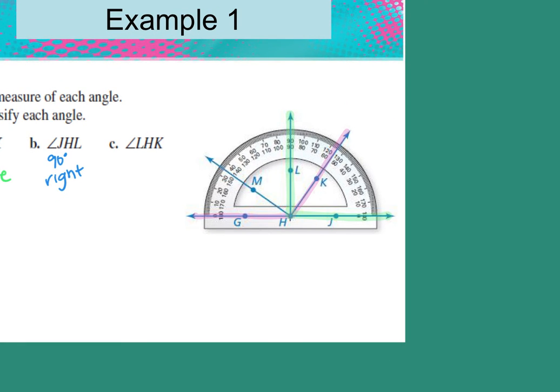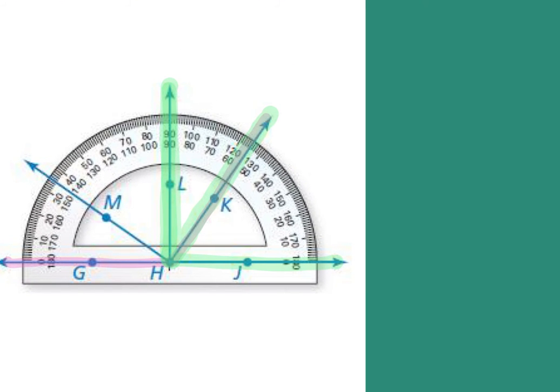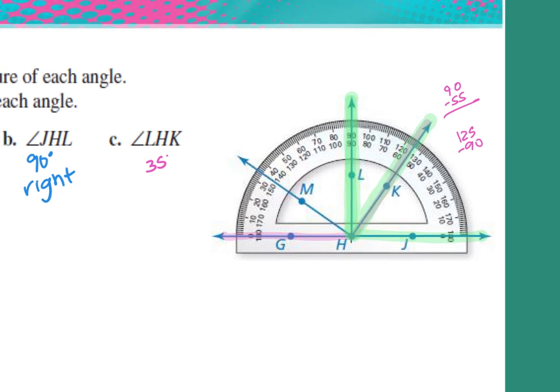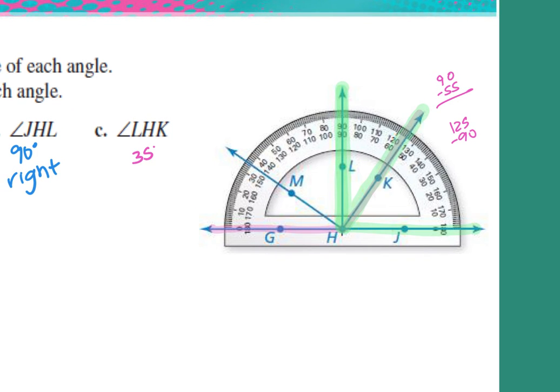And the last one, L, H. So how do we find it? Just subtract the difference from 90. Good. You can either do 90 minus 55, or you could treat it the other way, 125 minus 90. Either way, you get the same measurement. And we said that's what? 35. No, I'm sorry, the classification: acute. Good.